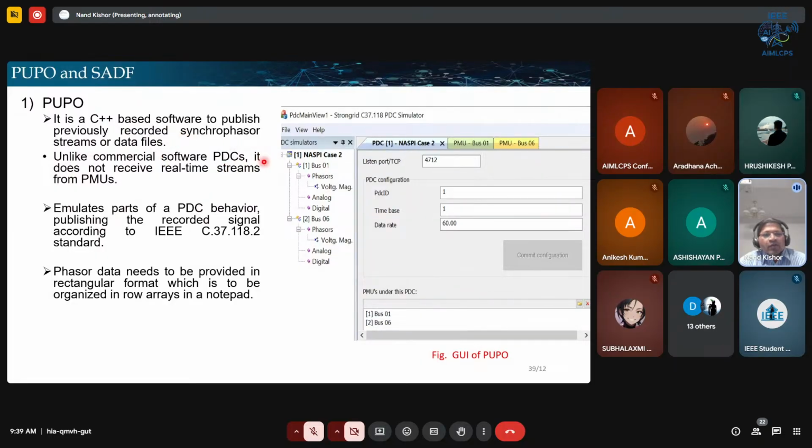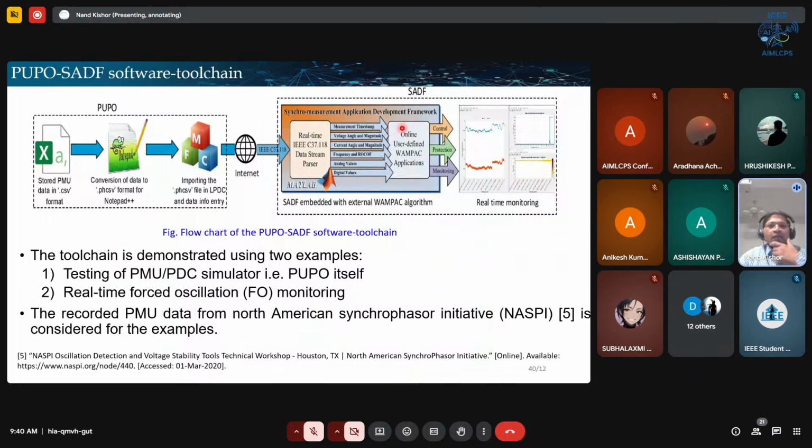Unlike using commercial software PDCs, we do not receive the real-time streams from the PMUs. So in our case, we had an emulation of the PDC behavior according to the IEEE protocol, as part of the simulator. And here is the complete flow chart of the algorithm that was developed. You can see the stored PMU data from the file converted into the notepad format.